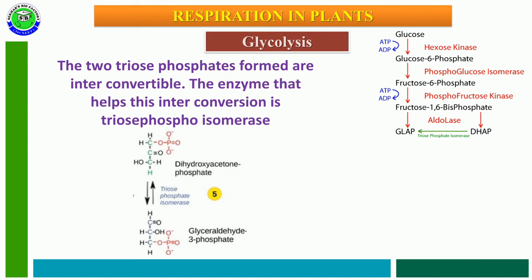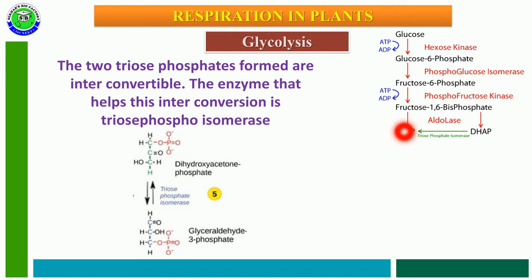The two triose phosphate molecules are formed and these are interconvertible, and this interconversion reaction is catalyzed by an enzyme called isomerase enzyme. It is also called triose phosphate isomerase enzyme. That means dihydroxyacetone phosphate will be converted into glyceraldehyde 3-phosphate. It is called an interconvertible reaction. Due to this reaction, totally two molecules of glyceraldehyde 3-phosphate are produced.